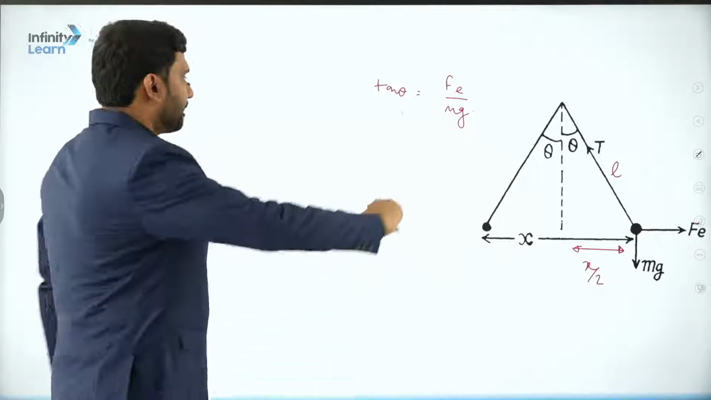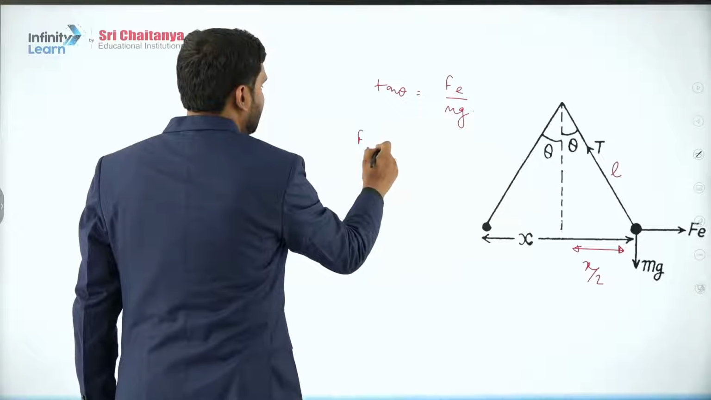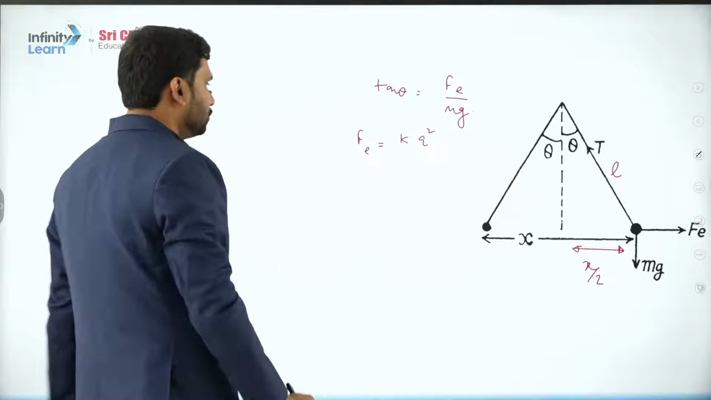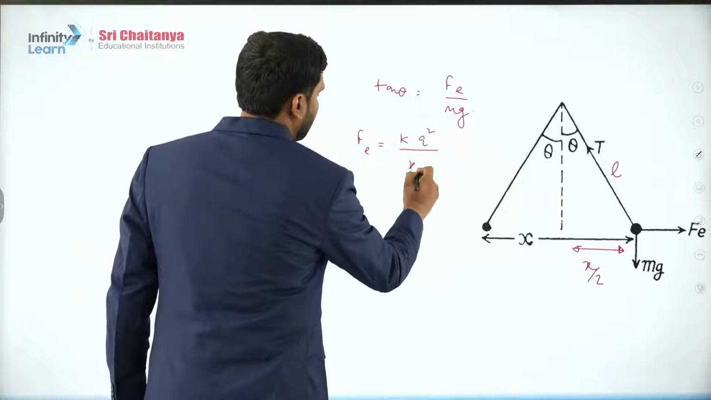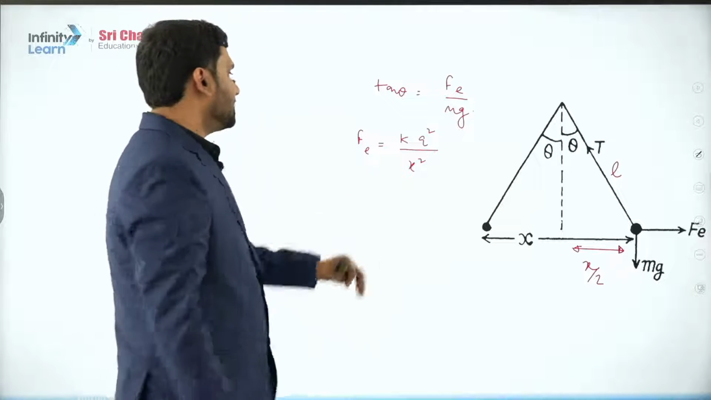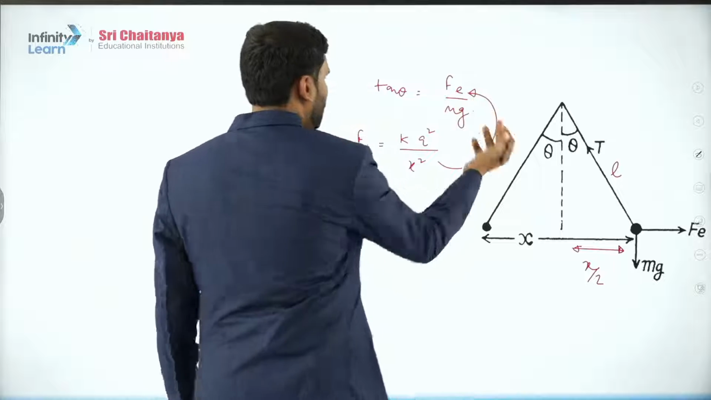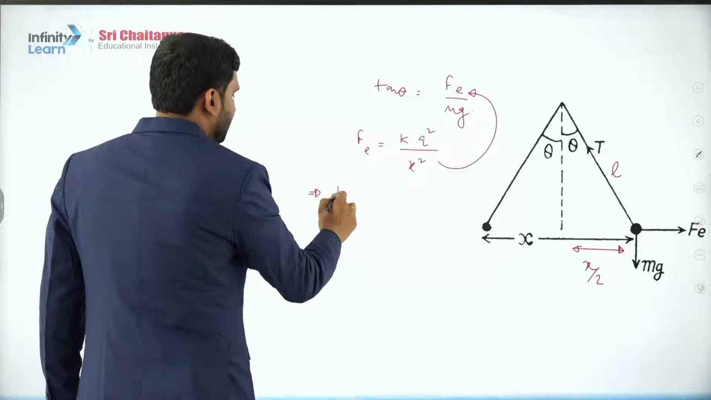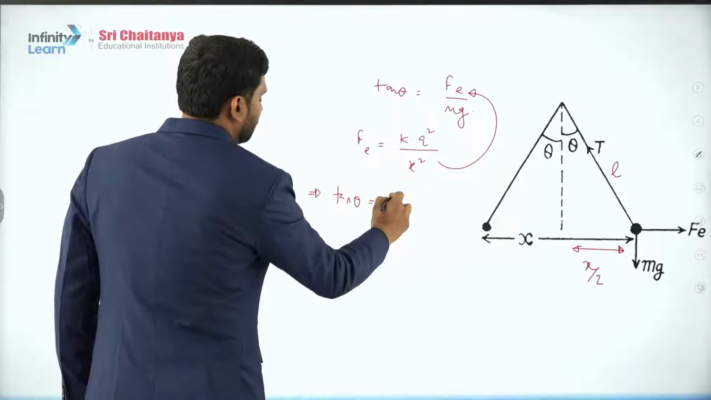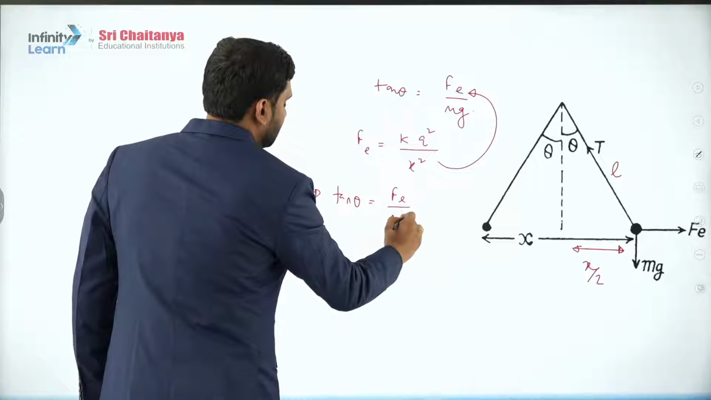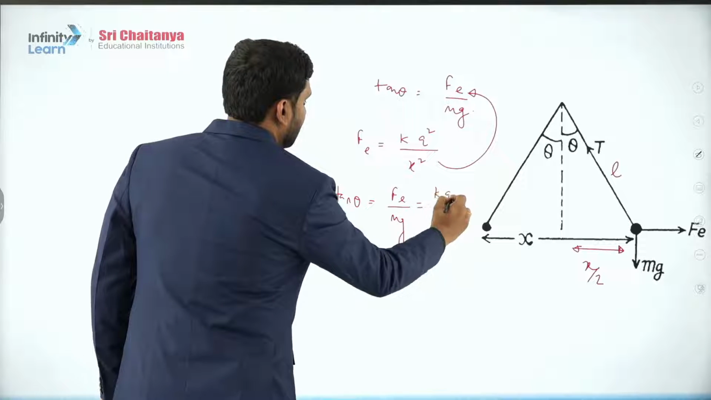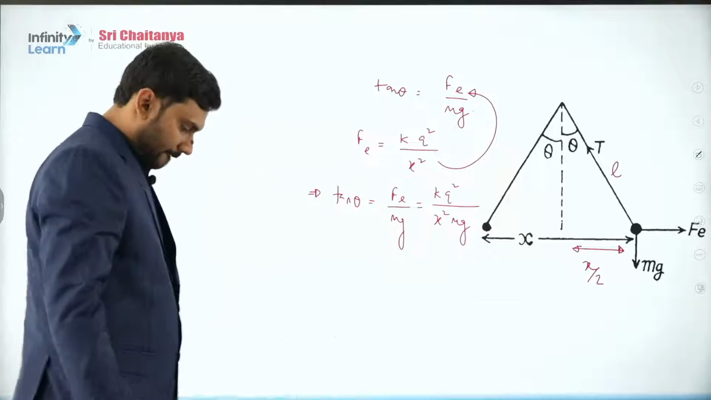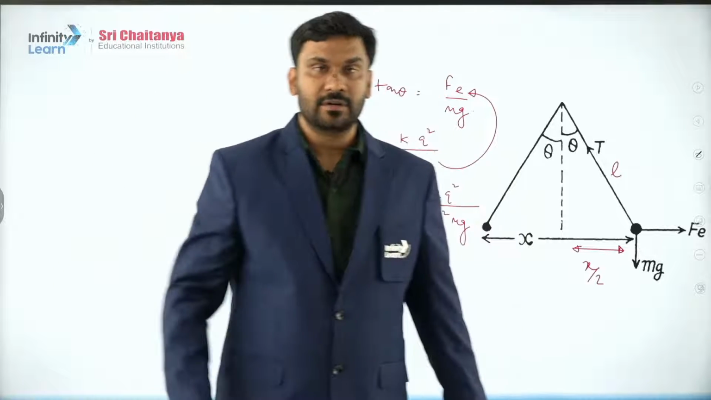So let's have a look once more. What is Fe? Fe is simply equal to k q square, since they both are the same magnitude, so k q square divided by x square. Can I put the result here? Surely I can. Why can't I? So let us put the result. I can write tan theta is equal to Fe by mg, that means k q square by x square mg. All right, fair enough, no problem, no?